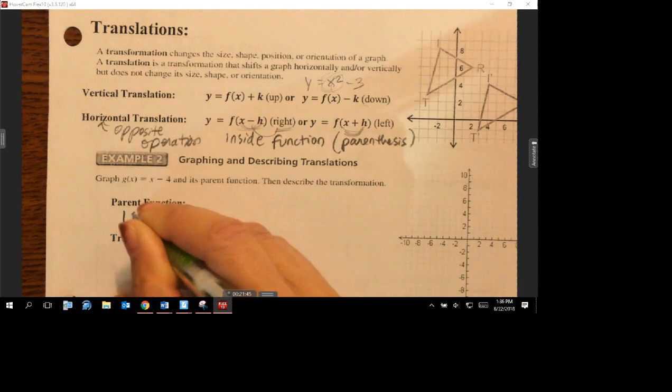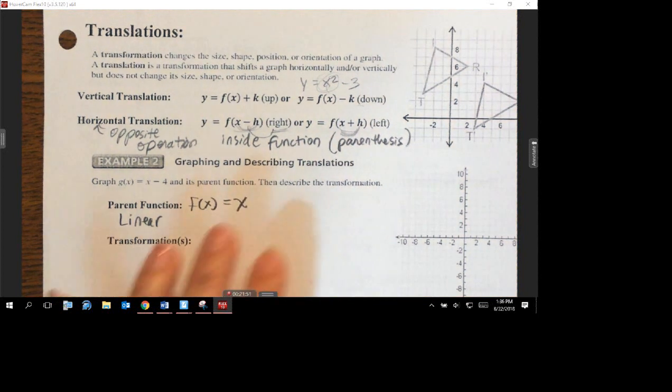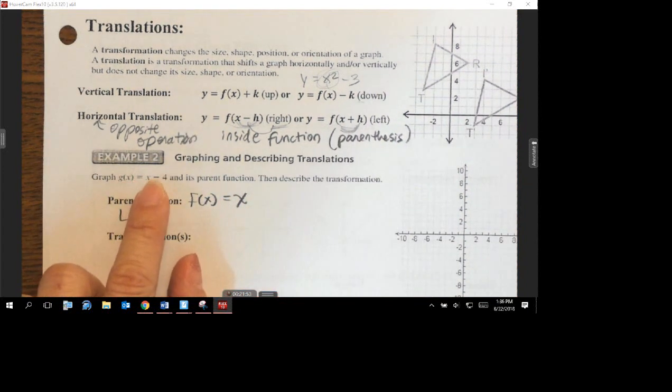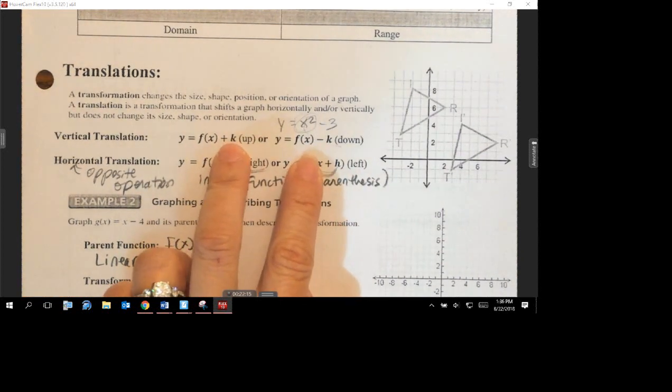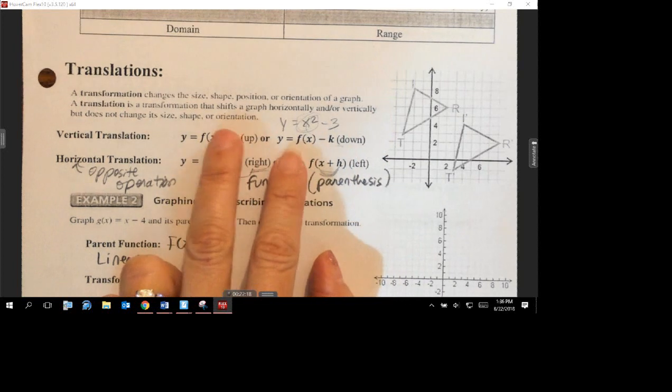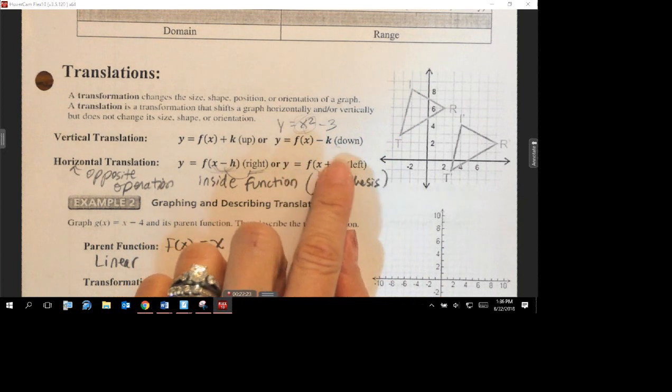So our parent function is linear. You don't have to write linear, but I am. The parent function is f of x equals x. From there, can we tell if that minus 4 is inside the function, or did it happen after the parent function? Here's a hint: is it in parentheses? Okay, so it's x first, then minus 4. So it's outside of the function, which means it's a vertical. Is it a plus a number or a minus a number? It's a minus 4, so that means we are going down.